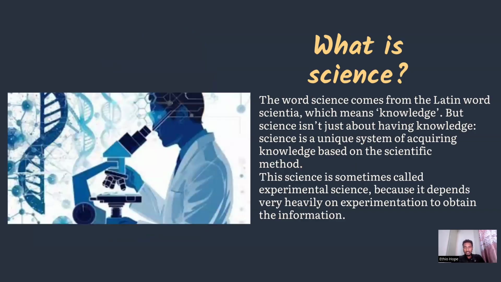So what is science? The first thing, before learning about the scientific method, we have to know what science is. The word science comes from the Latin word scientia, which means knowledge. But science is not just about having knowledge, okay? Science is a unique system of acquiring knowledge based on the scientific method. This science is sometimes called experimental science because it mainly depends on experimentation to obtain information. So this is all about science.